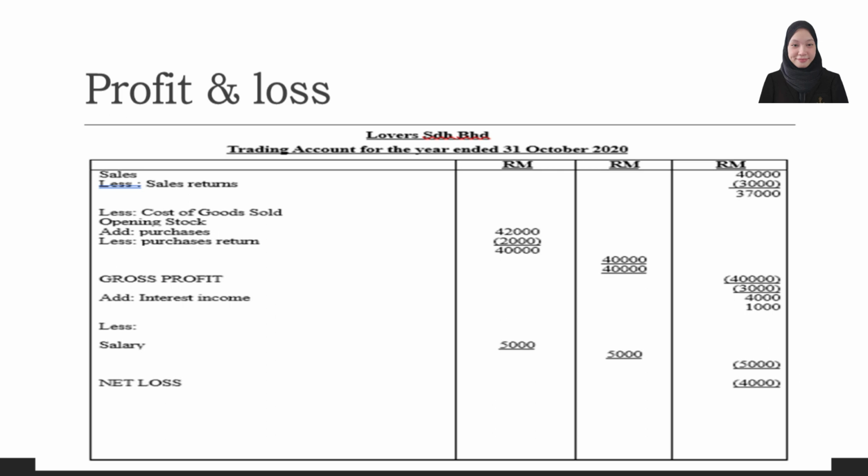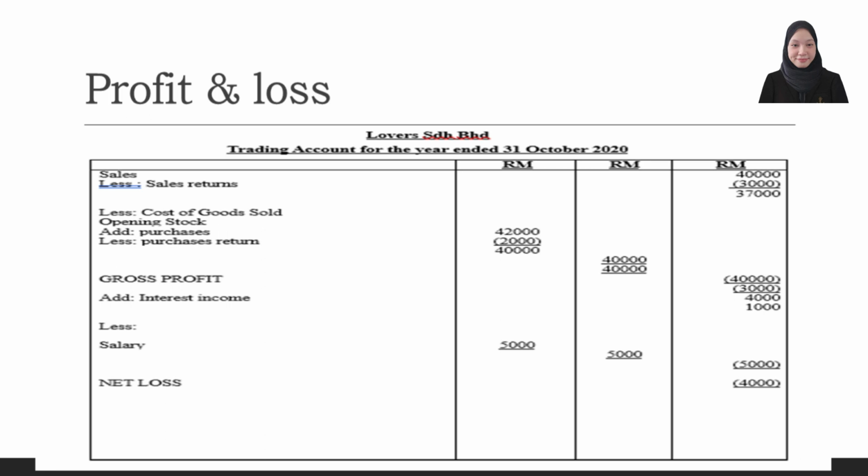Moving on to the cost of goods sold section, we start with opening stock of 0. We then add our purchases totaling 42,000 but deduct purchase return of 2,000. This gives us a cost of goods sold of 40,000. Consequently, our gross profit is calculated as the difference between total sales and cost of goods sold, amounting to 40,000.